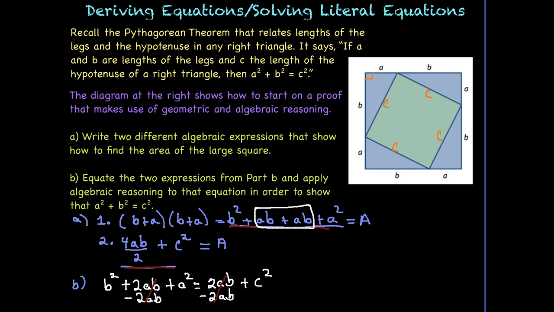So what are we left with? We are left with B squared plus A squared on this side, and on the right side we are left with C squared. And now we have derived or proven the Pythagorean theorem of A squared plus B squared equals C squared. And that was just one example of how we can use equations and substitution in order to derive other equations or prove theorems that we know about.